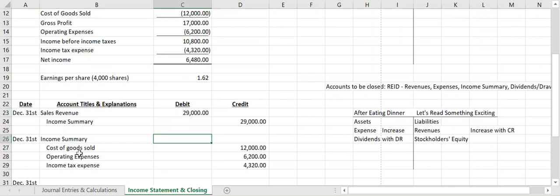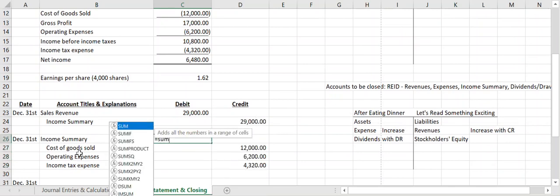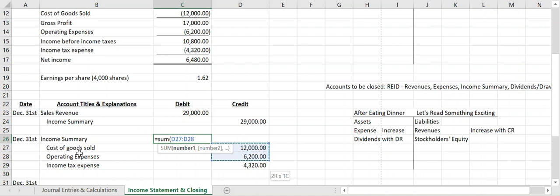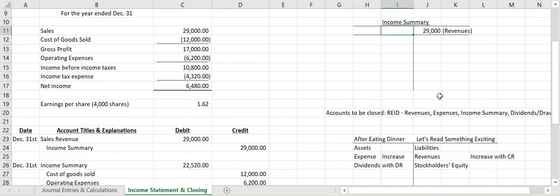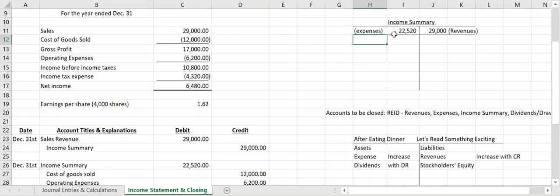We know our debits and credits have to equal, so we simply sum up the total of our expenses to get how much we're going to debit income summary for. So we are going to debit income summary for $22,520, representing our expenses.